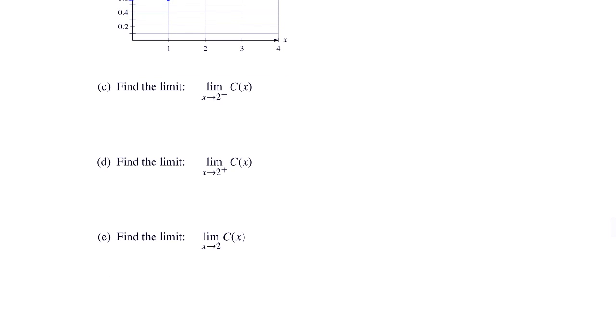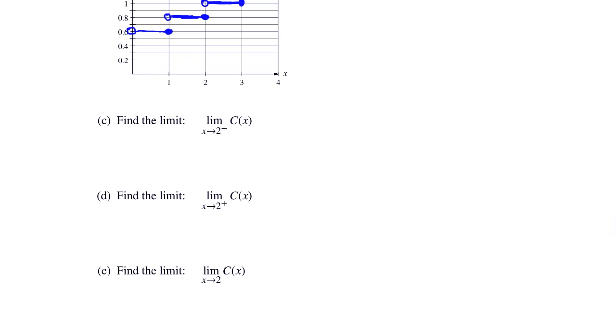C, find the limit as x goes to 2 from the left. You can look at the graph and see that that would be 0.8. The limit as x goes to 2 from the right, you can see that that would be 1 from the graph. And since those two values are different, the whole limit does not exist.